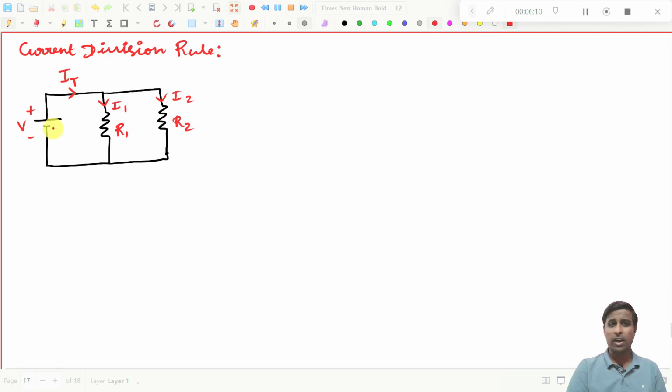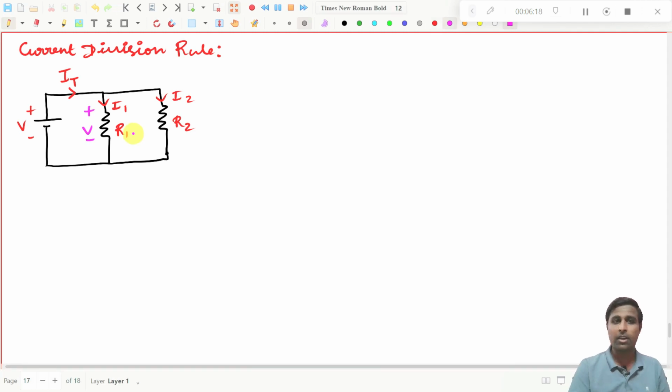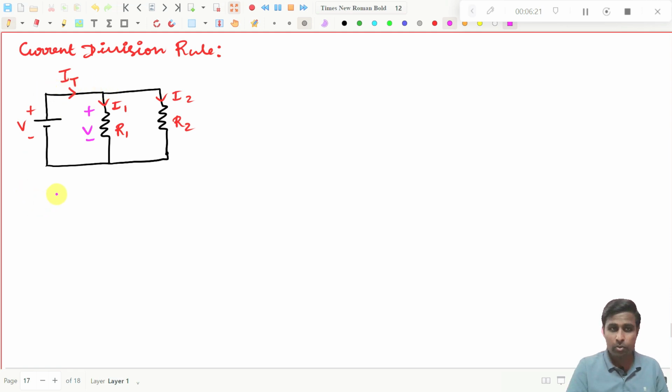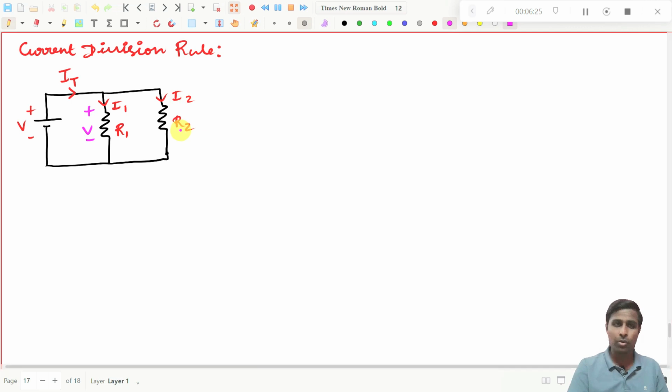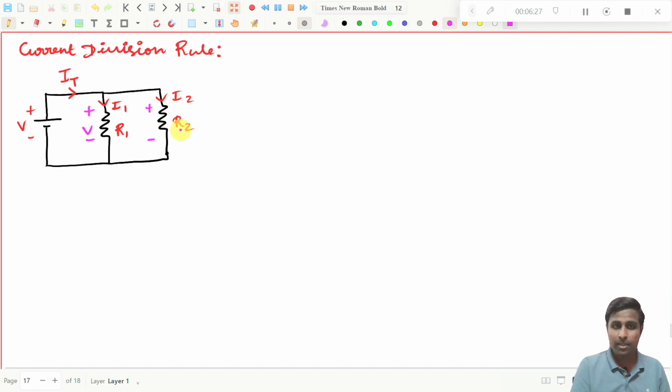Which means what? Voltage across R1 is what? Simple. Voltage across R1 will be V, because this one is connected to this point and this one is connected to this point. As well, what is the voltage across R2? That is also the same. This is also V. There is no difference.